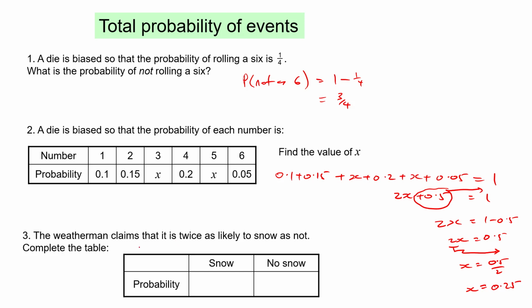And finally, the weatherman claims that it's twice as likely to snow as not to snow. So there's 1 chance of not snow and 2 of snow, so that's going to be out of 3. We've got 3 chances. So the chance of snow is twice as likely, so it's going to be 2/3 to no snow, which is 1/3. So I want you to mark, make some corrections, and then RAG. Once you're done, I've got some classwork for you.